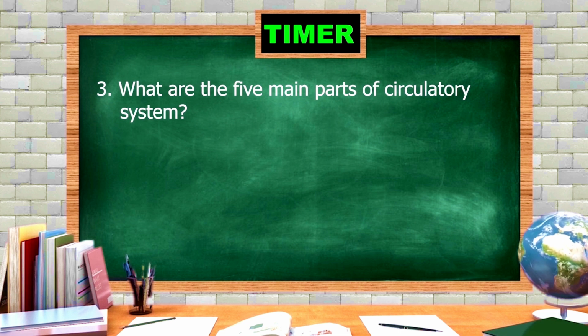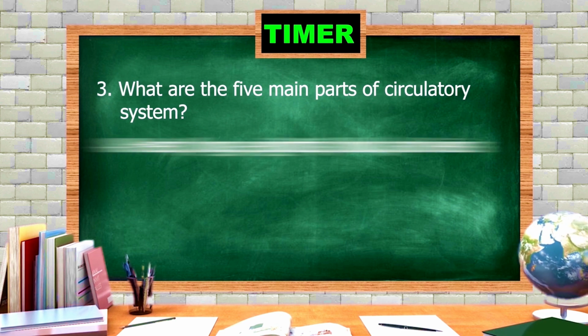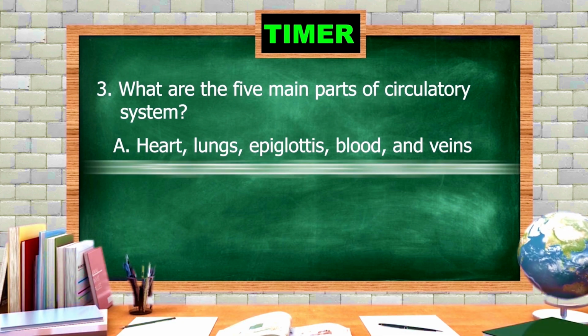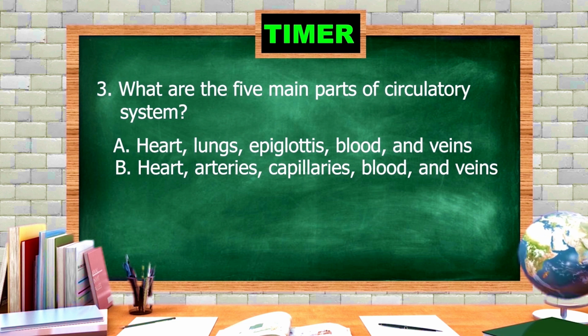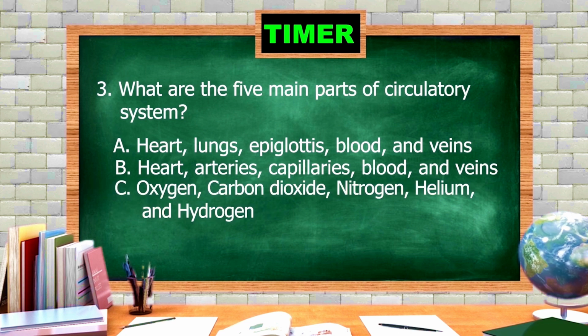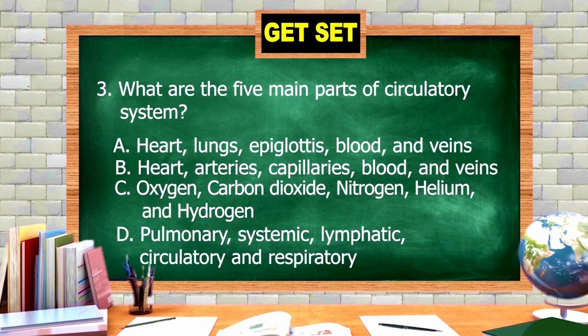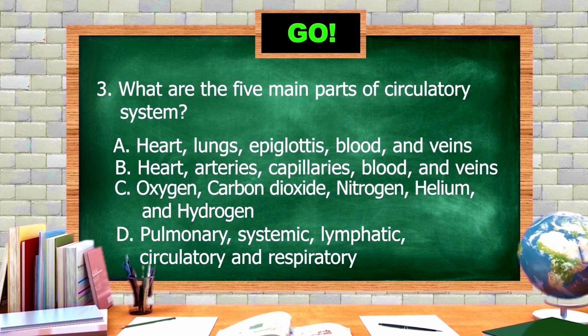Number 3. What are the 5 main parts of circulatory system? A. Heart, lungs, epiglottis, blood, and veins. B. Heart, arteries, capillaries, blood, and veins. C. Oxygen, carbon dioxide, nitrogen, helium, and hydrogen. D. Pulmonary, systemic, lymphatic, circulatory, and respiratory.